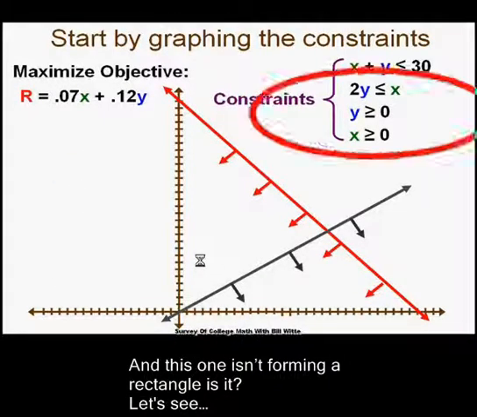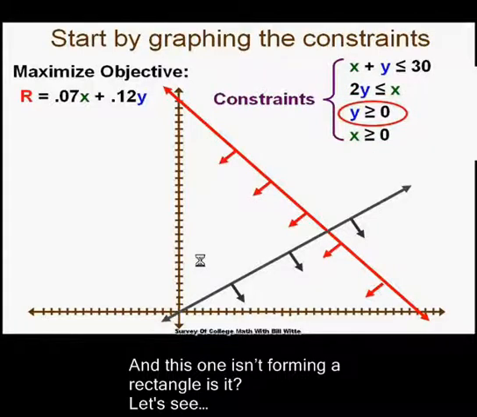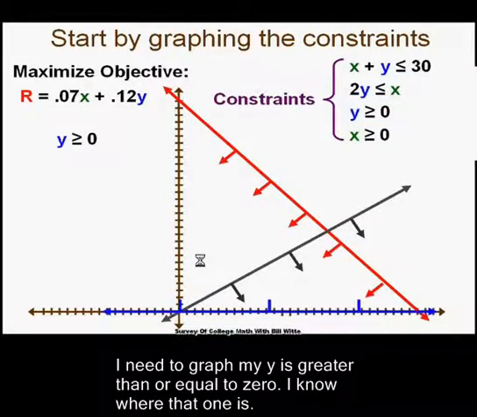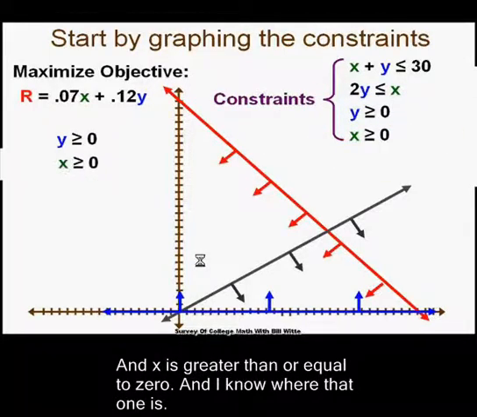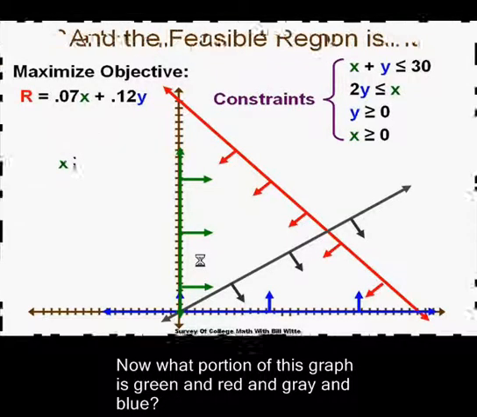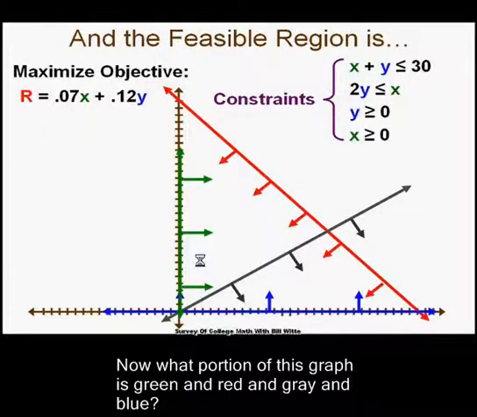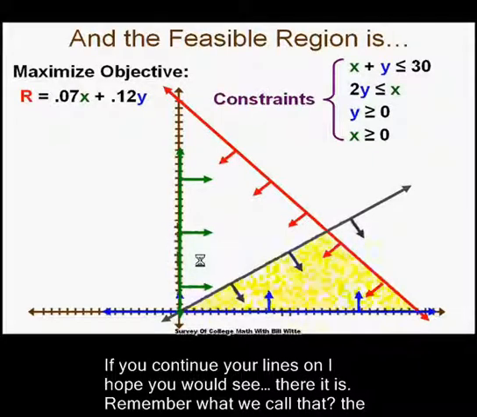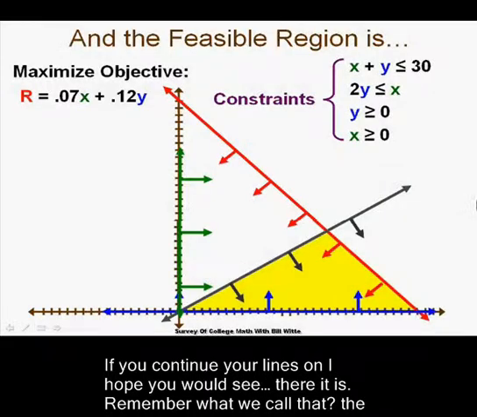Let's see. I got to do my y is greater than or equal to 0. I know where that one is. And x is greater than or equal to 0. I know where that one is. Now, what portion of this graph is green and red and gray and blue? Look at it. If you continued your lines on, you'd see. There it is. Remember what we call that, the feasible region.